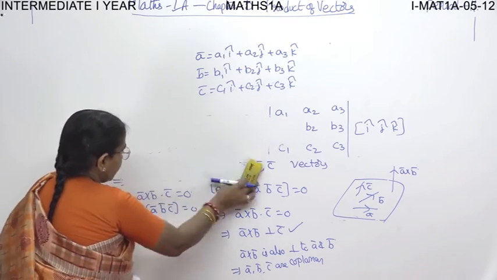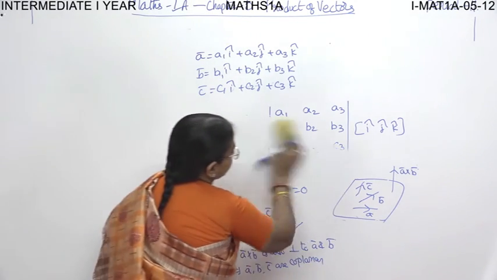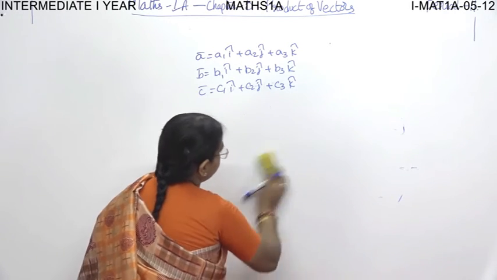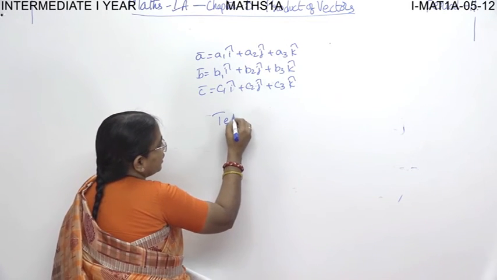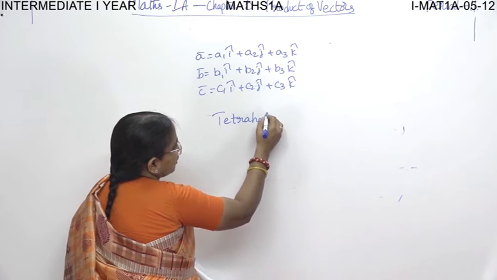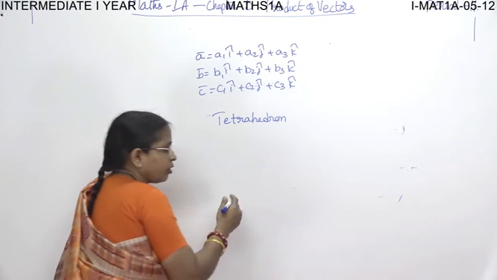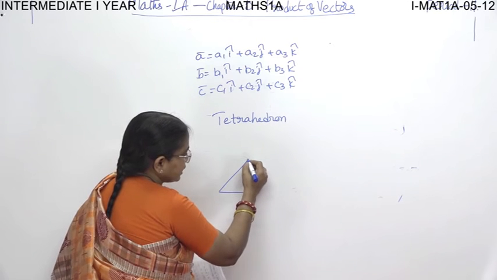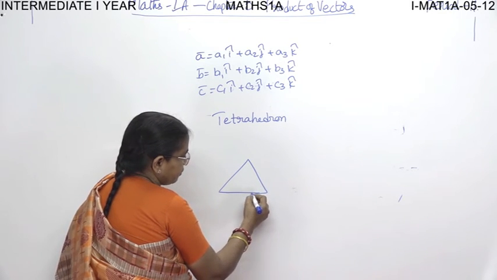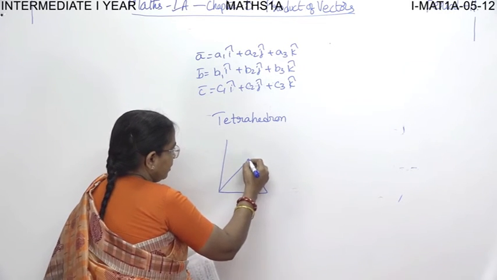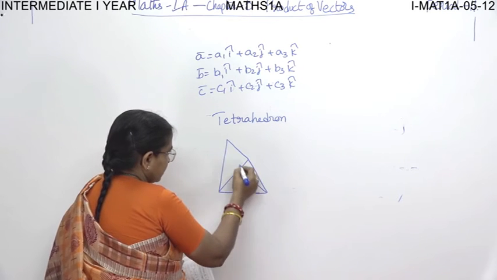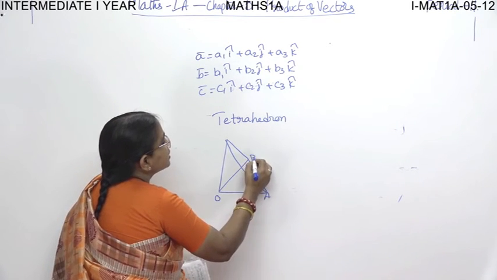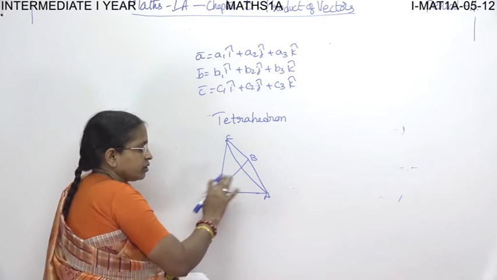volume of a tetrahedron. What is a tetrahedron? Tetrahedron, this is the term. It is a solid where all the sides are triangles. All the four sides are triangles. Suppose that this is the base and this is one side and this is another like this. So suppose that O, A, B, C are the vertices of a tetrahedron.